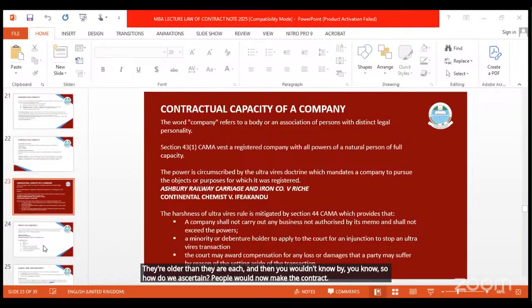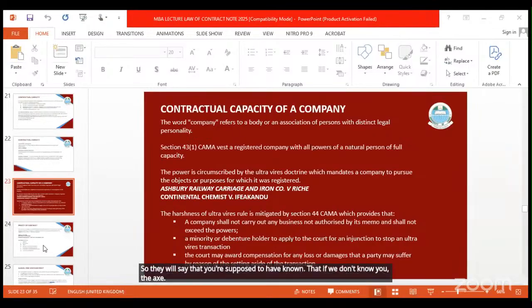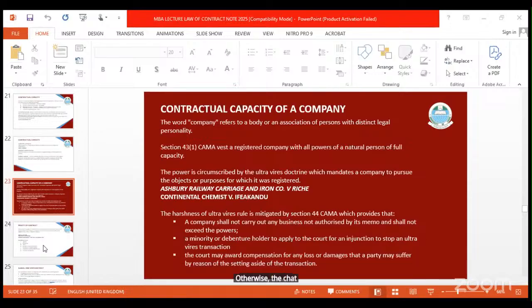There's what they call informed reasoning. You are an adult. By the time you are making this argument, they will ask you, how old are you? They will say you're supposed to have known. If you didn't know, you would have asked. Otherwise, the child will just pack the whole shop, give you, collect 10 naira and keep. Simple.